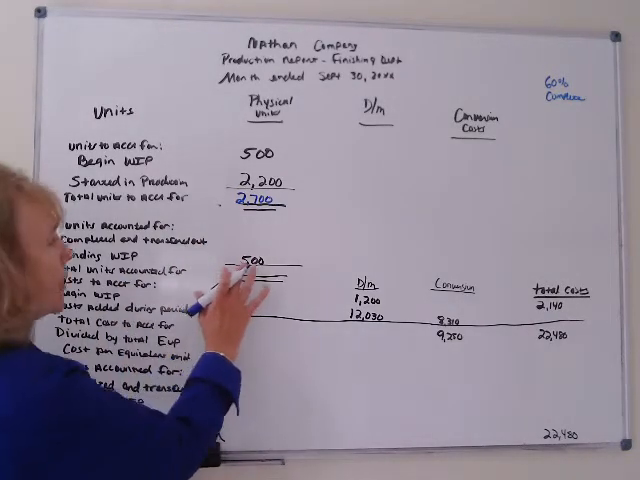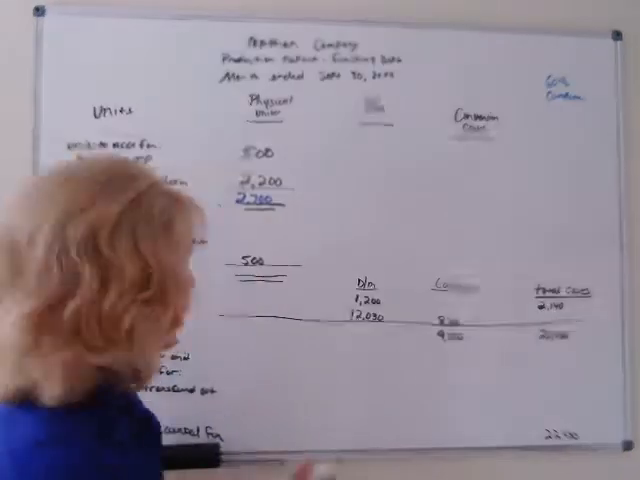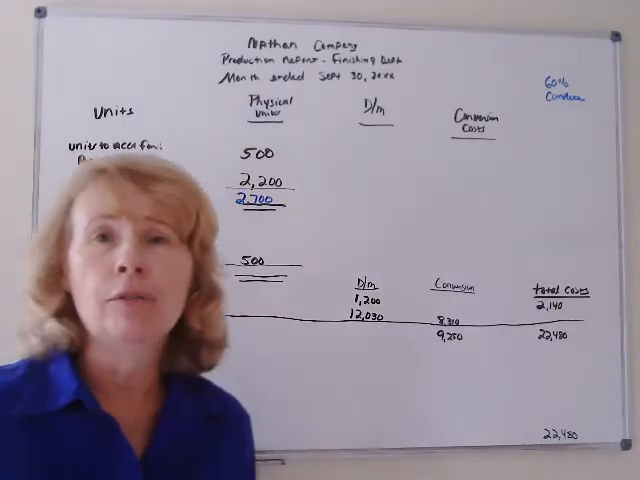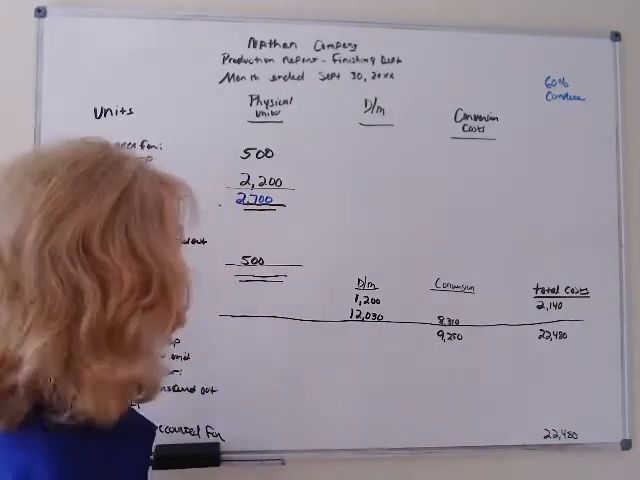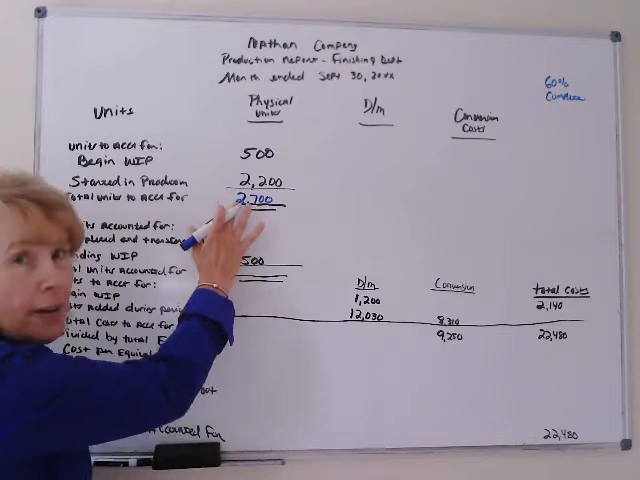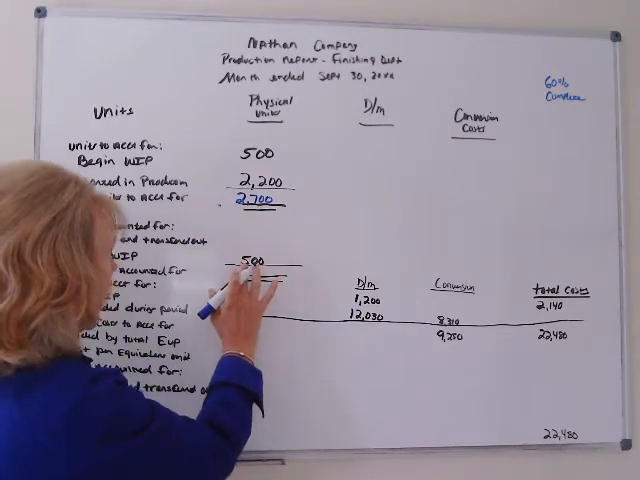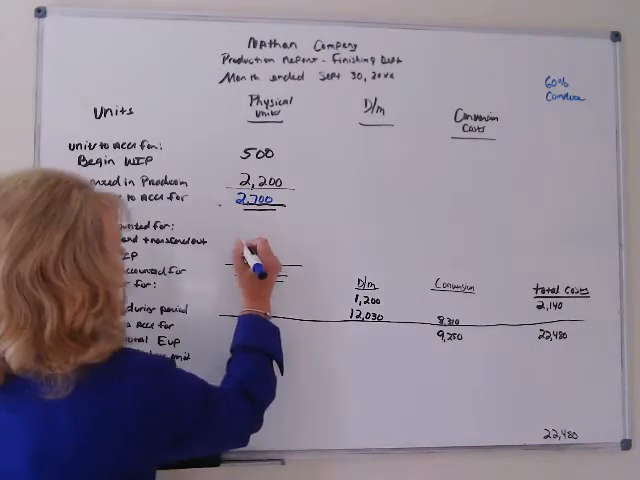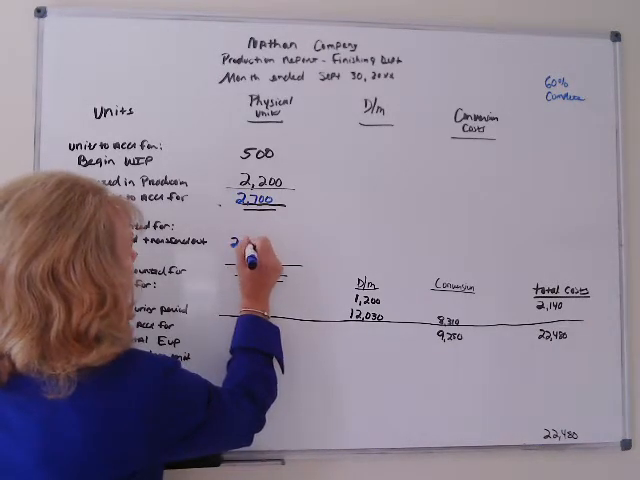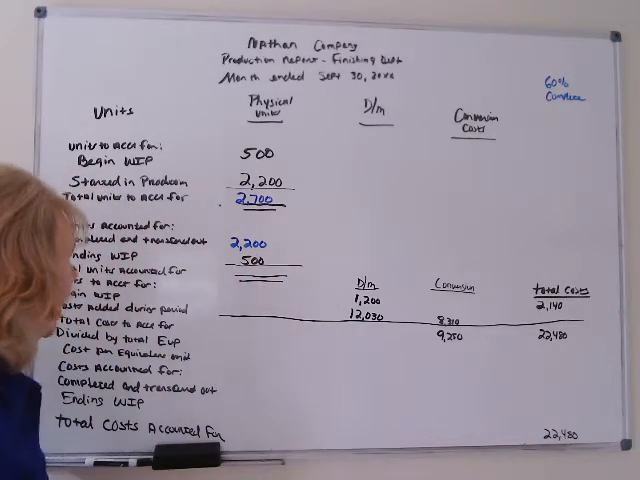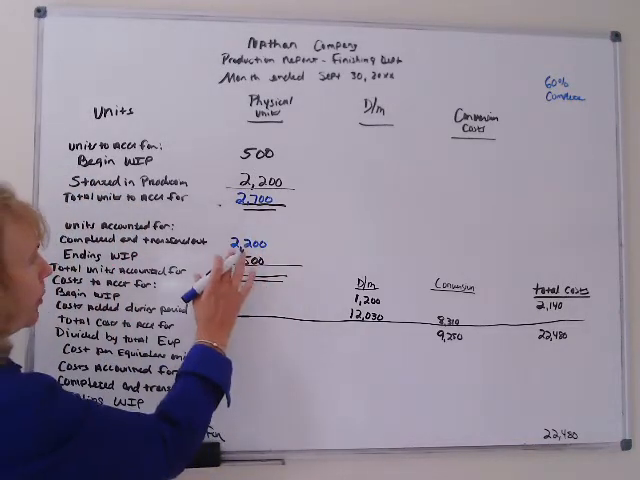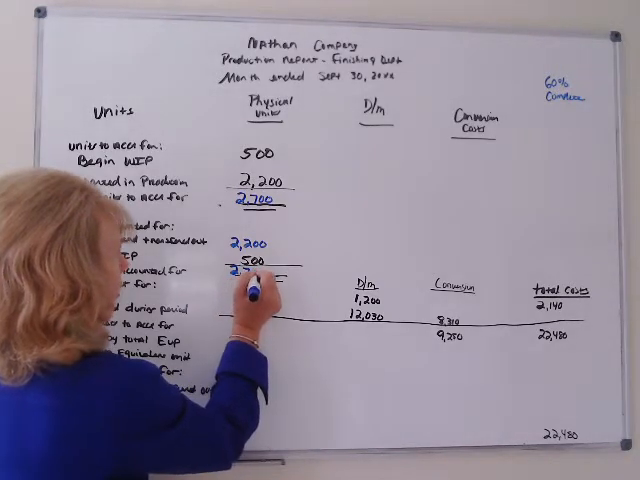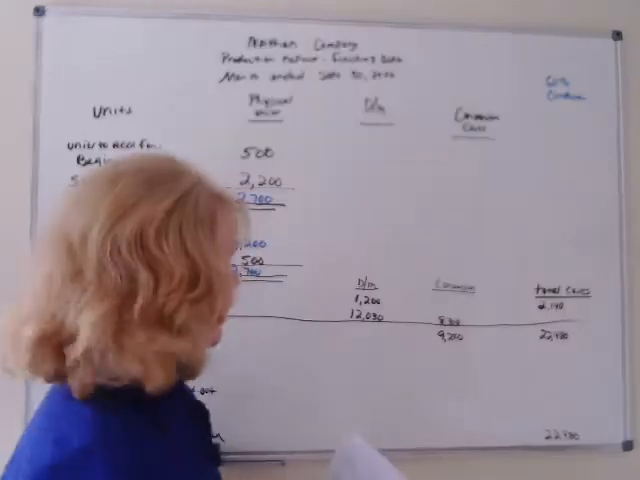Next, all they gave us was 500 in this ending work in process. So we have to figure out the amount of completed and transferred out. How will we do that? We're just going to take 2,700 and subtract out 500, and that will give us 2,200. So I just put in that missing piece, 2,200. Okay? Now I simply add up 2,200 plus 500 gives me 2,700. Now we're ready to go on to the next step.